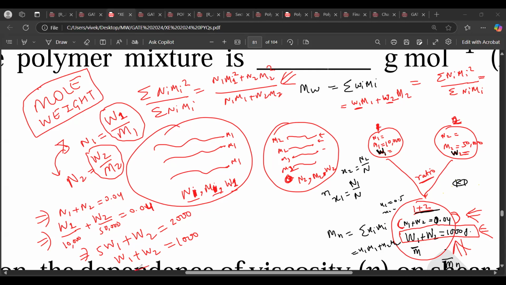Okay, now I will just need to subtract. So minus, minus, this is cancelled out. 5W1 minus 1W1, 4W1 equals 1,000. Come on, guys, you got your W1. That is 250 gram. And what is W2? Because total is 1,000, W2 is 750 gram.